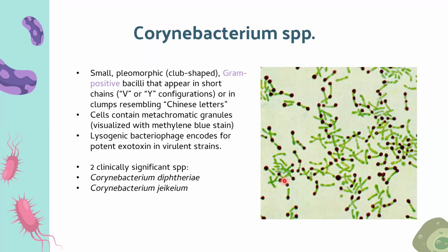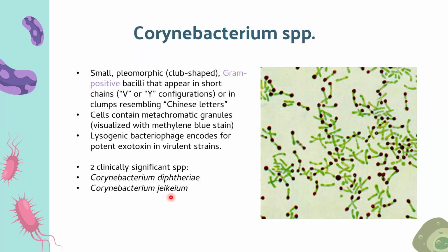The cells have metachromatic granules on either side, which you can see here, that can be stained using methylene blue. A lysogenic bacteriophage encodes for potent exotoxins in virulent strains of Corynebacterium, which we're going to be talking about very, very soon, including Corynebacterium diphtheriae, which is the one we're going to be focusing on the most.